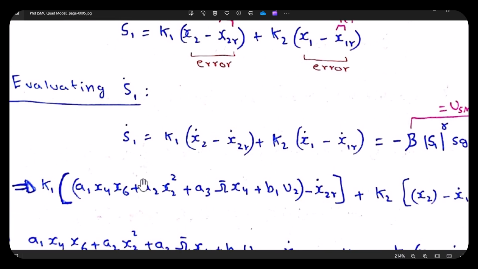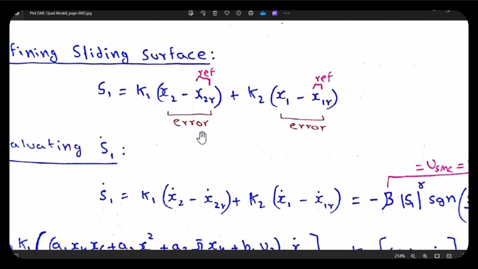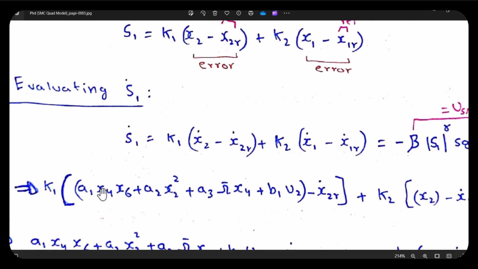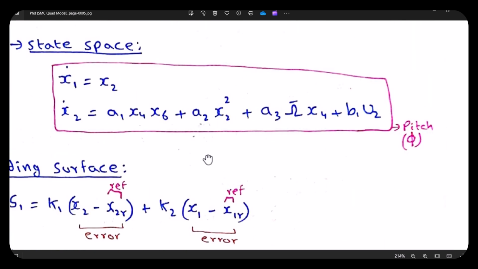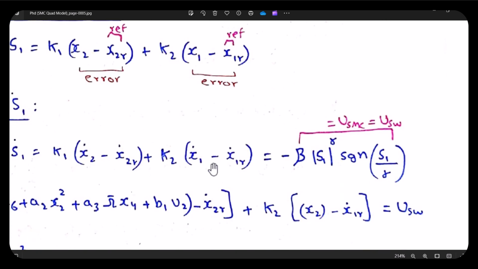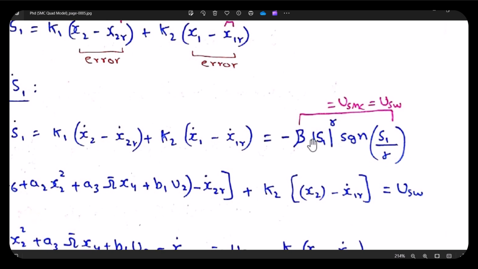So K1 comes as it is, x2 dot will be replaced with the equation of x2 dot, which is this one, all of this. So this equation is replaced using this. X2 reference dot comes as it is. Then we have plus k2 times x1 dot, which is replaced with the equation x1 dot equal to x2. So instead of this x1 dot, we write this x2, and then we have this x1 reference dot as it is. Okay, so that is equal to all of this. Instead of all of this reaching law, we're just writing u switching. In the end we'll just replace it with this expression.